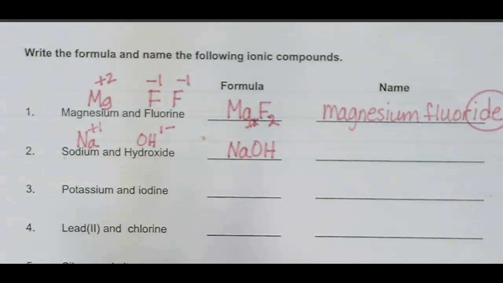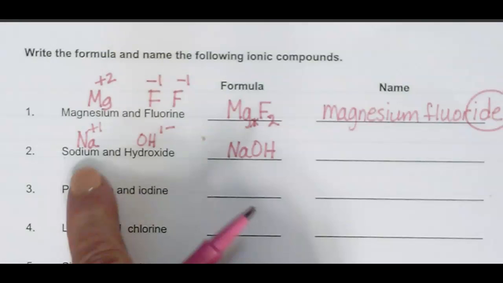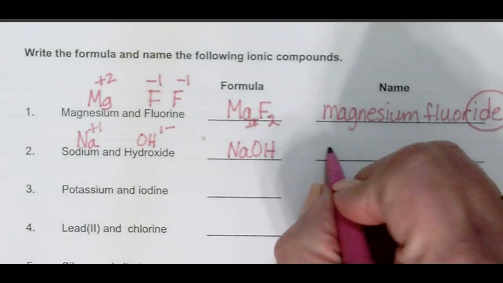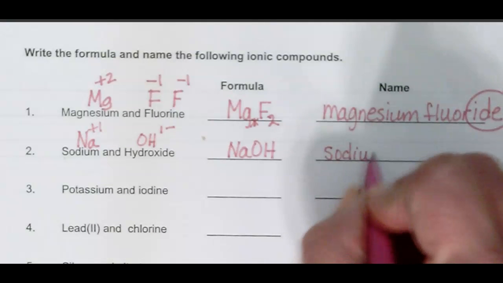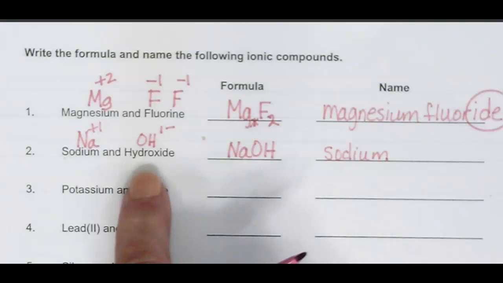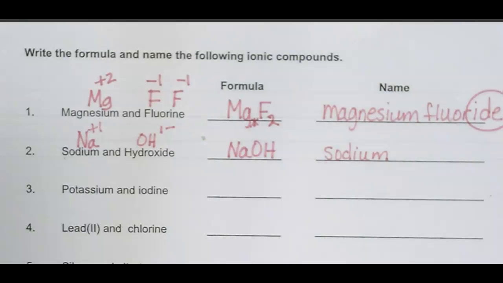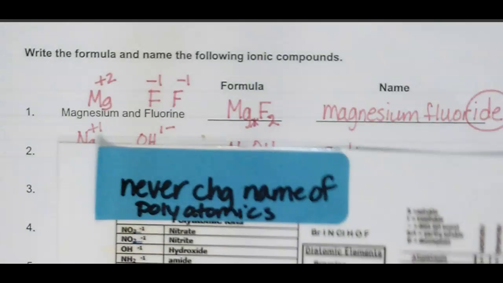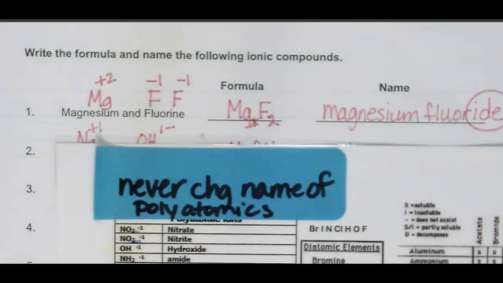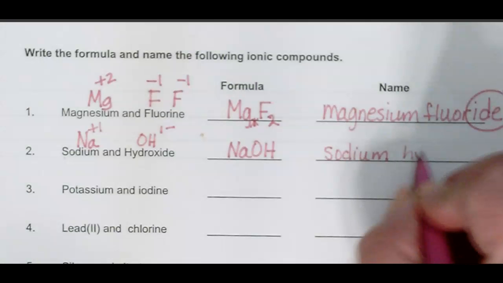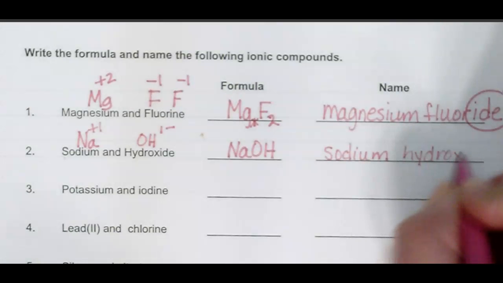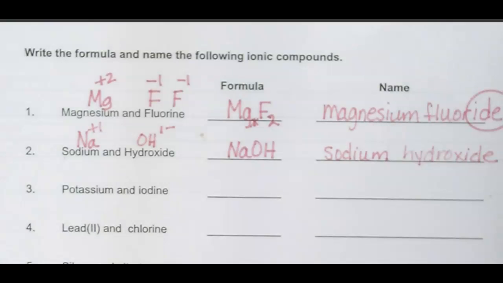Okay? Naming. The first element is always the same, or polyatomic, whichever that may be. In this case, it's an element. So we're going to write sodium. And then this one comes from what I told you earlier. You never change the name of a polyatomic. You just write that word out. So this is hydroxide. And you're done.